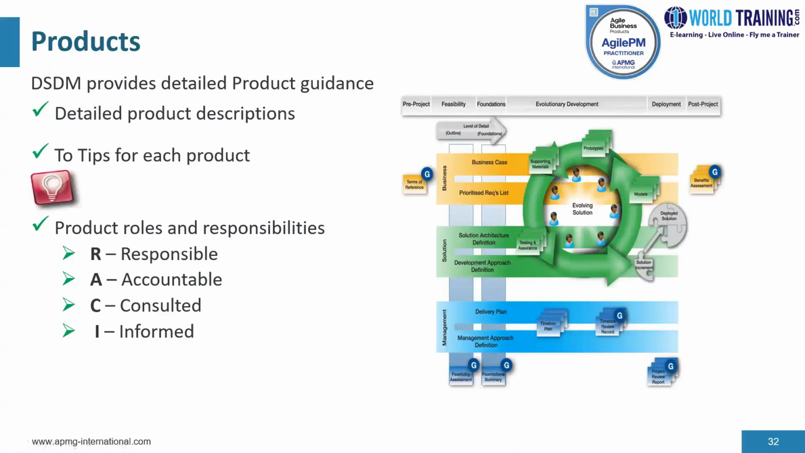Now, the products form a very important part of the DSDM Agile Project Management Framework, as you can see summarized on this diagram on the slide. They are introduced in Chapter 8 of the visual guide, and for ease of reference, the content is duplicated in this module. You have a similar module in the foundation course.